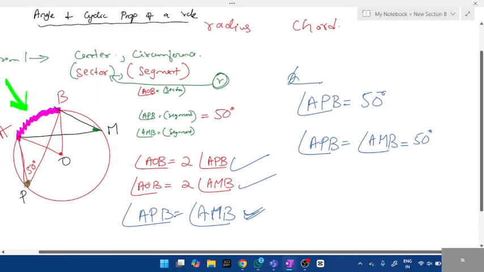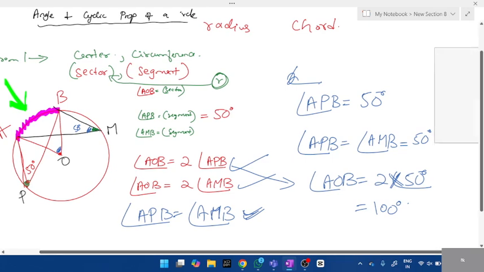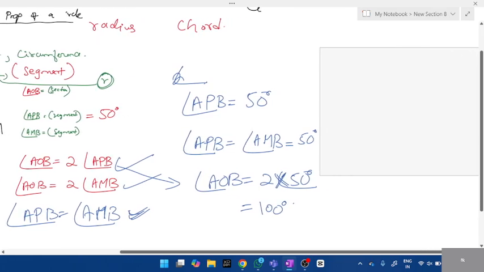Okay. If this is 50, what is the angle formed in the center? What will be the angle formed in the center? You can use this formula. AOB is equals to 2 times APB. APB is 50 degrees. What is 2 into 50? 100. AOB is 100 degrees. So look here, theorem, I'll tell you how to write. Reason.